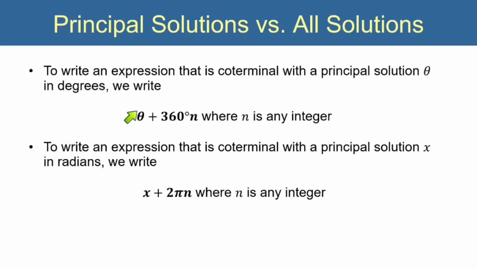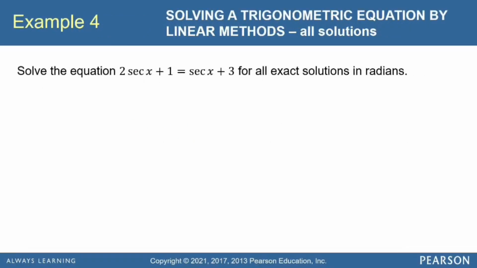So if you have any principal solution, you can add 360 times 1 to get another solution. Or you could add 360 times 2 to get yet another solution. And as many times as you want to plug in a new value for n, you can calculate a new solution to your equation. So let's look at example 4 together.